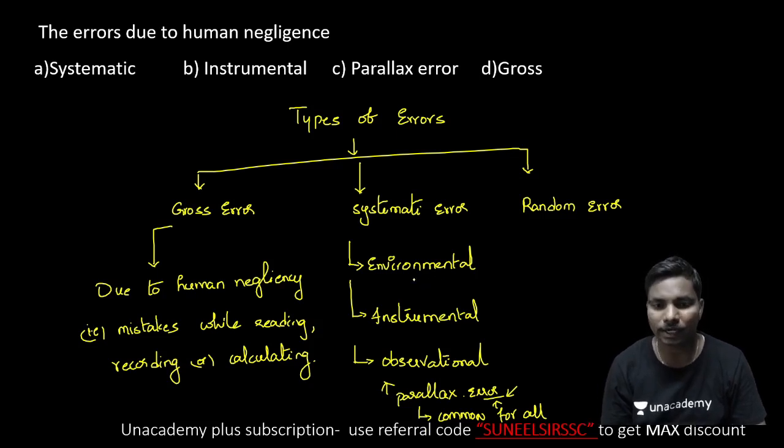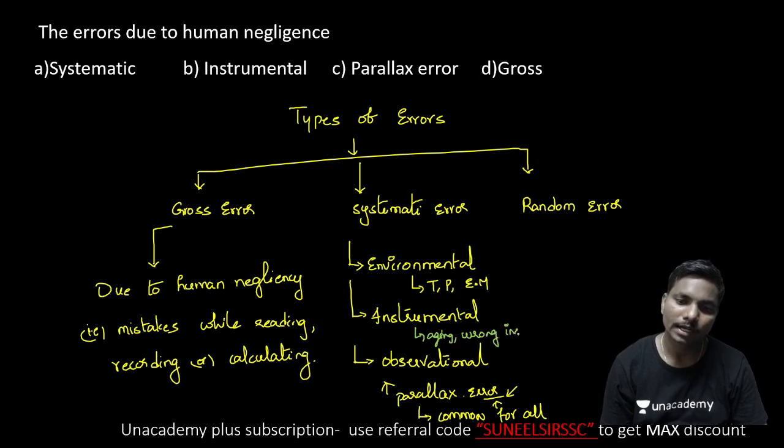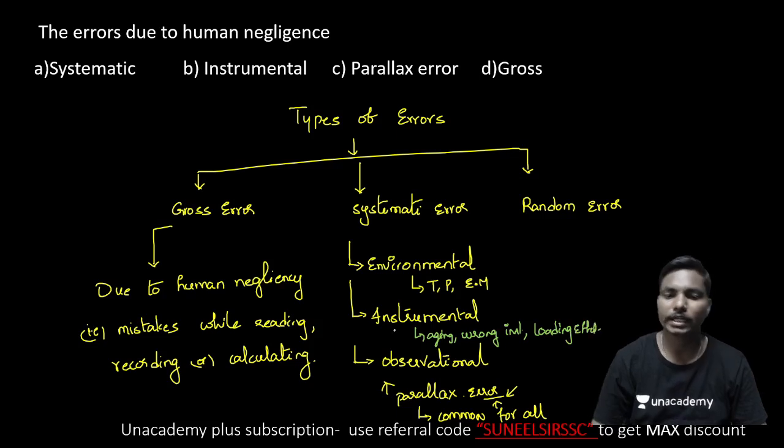Environmental errors are due to temperature, pressure, electromagnetic fields. Those errors are environmental error. Instrumental errors are due to aging effect, or using the wrong instrument. And also loading effect, very important. Loading errors come under instrumental error.